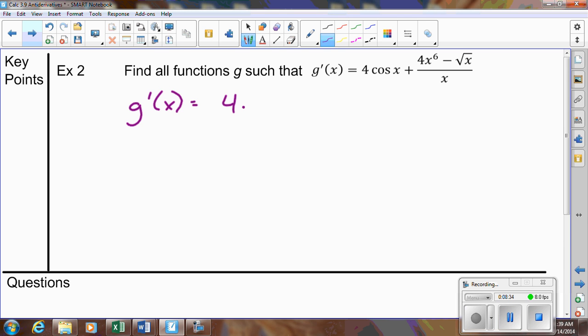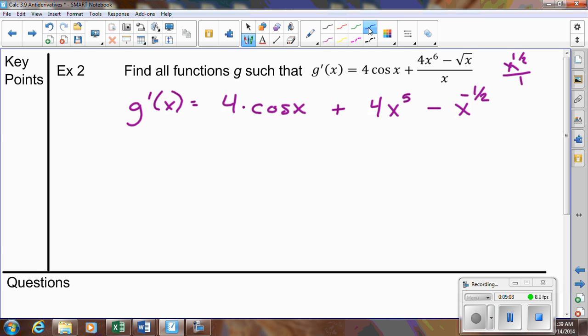We have 4 times cosine of x plus, what happens if we divide out by that x? We wind up with 4x to the 5th minus square root of x over x, so that's x to the 1/2 over x, which is x to the negative 1/2. And so let's consider and think through some pieces.